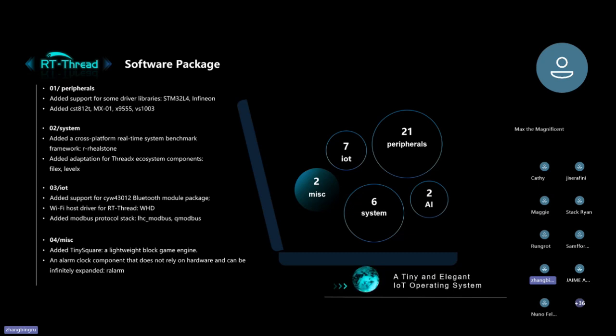Second is the system-related packages, with 6 new packages added. These include a cross-platform real-time system framework and components for the ThreadX ecosystem. Also, in the IoT section, support for Infineon WiFi and BLE modules has been added. In addition, lightweight Modbus protocol stacks have been introduced. In the AI direction, 2 TinyML-related packages have been introduced to quickly deploy deep learning models on MCUs.